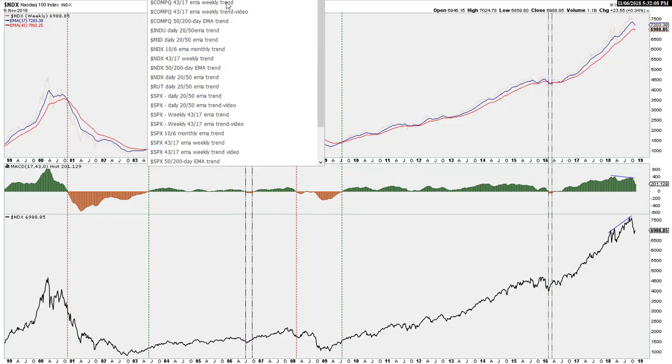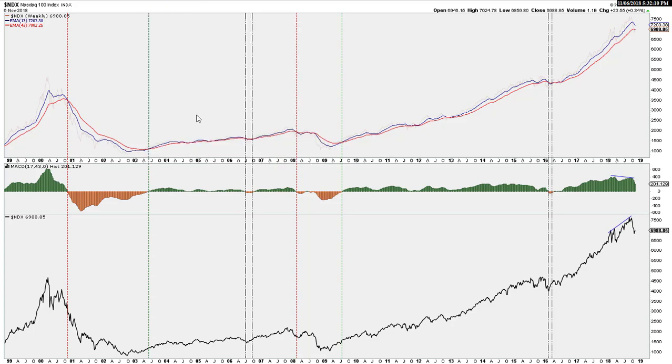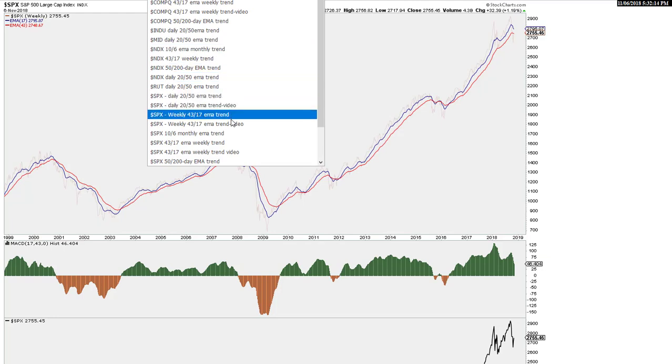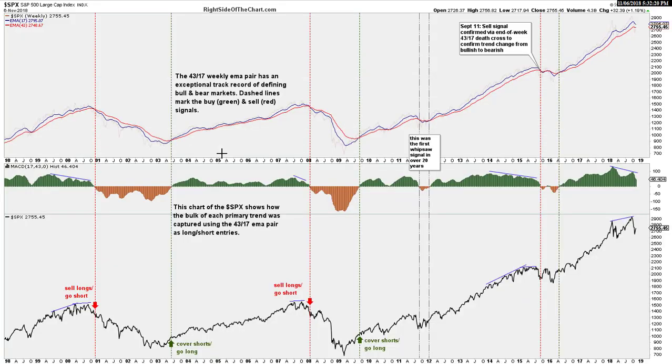S&P 500 weekly. Oh, I've got a couple here. I believe it is this one. Yeah, it needs to fill the screen. There it is. Okay, same thing. Look at the lines. Go short, go long. Go short, go long. And that is, again, 20 plus years.